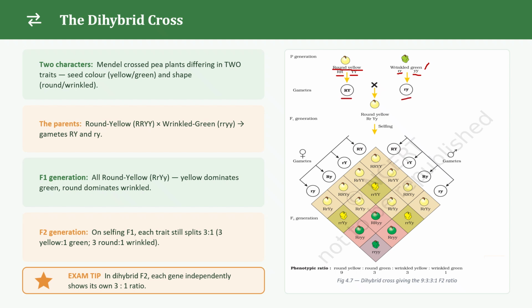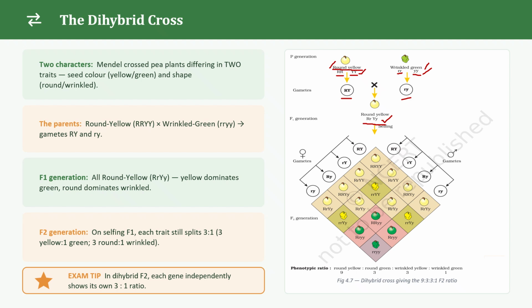Yes. So after fertilization, what happened? So all F1 plants have round yellow seeds. So this is the F1 generation. So why were all F1 plants round and yellow? See, it is because R, the round, is dominant over the wrinkled. And the yellow here, this Y, is dominant over this green. That's why. Exactly the same dominance was observed earlier in our monohybrid crosses also.